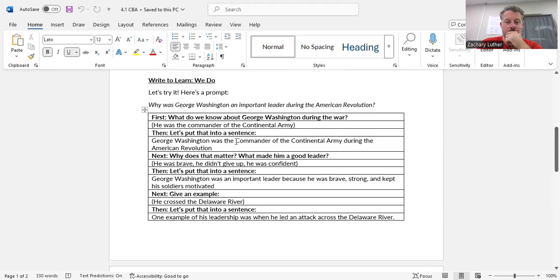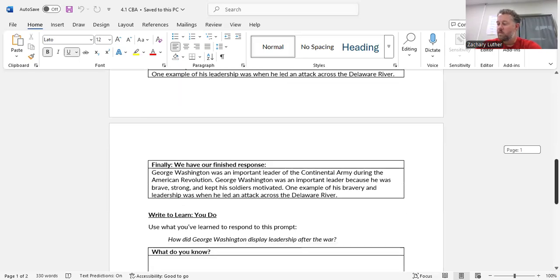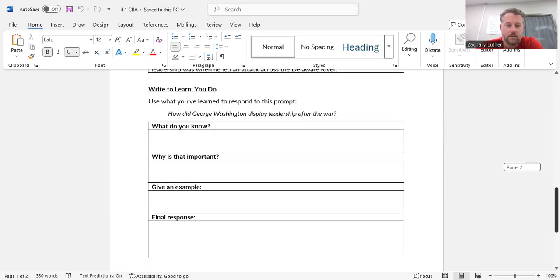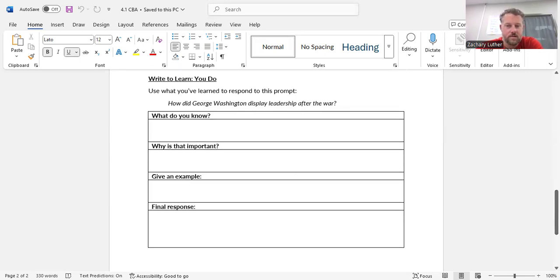So you see like, we put he's the commander. He was brave, he's strong, he kept his soldiers motivated. He led an attack across the Delaware River. So then in the end, George Washington was important because he was the leader of the Continental Army. And he was important because he did this, right? And then, supporting details. And then the final part of it here is we do you do. So that would be like independent time. And I just essentially put the same categories but just left it blank. So not too complicated here.